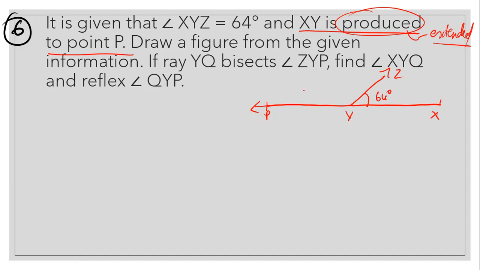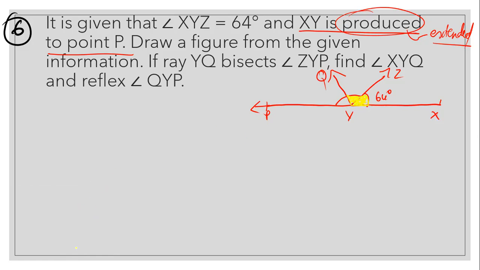Now they've asked us to draw the figure from the given information, and they say that ray YQ bisects angle ZYP. What is angle ZYP? This angle, right? Ray YQ bisects means it divides this angle into two equal halves. So ray YQ bisects angle ZYP. Find angle XYQ. So that means this whole thing. We need to find this whole thing. That's what they've told us.